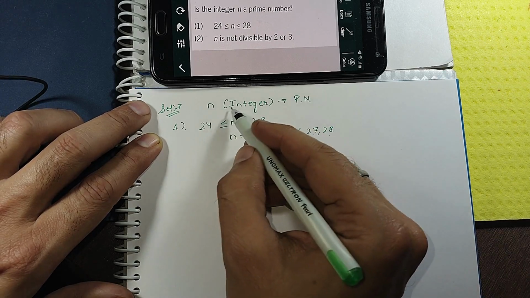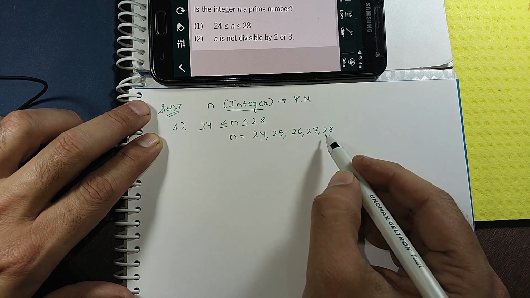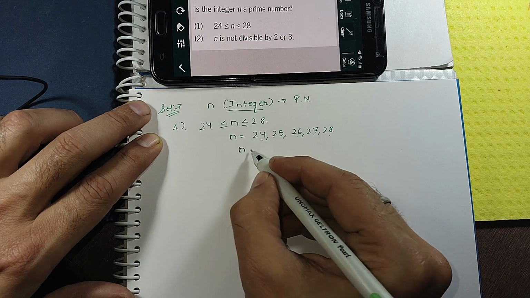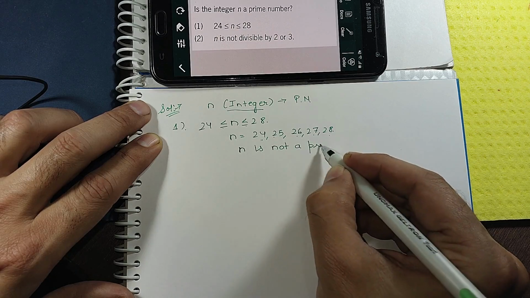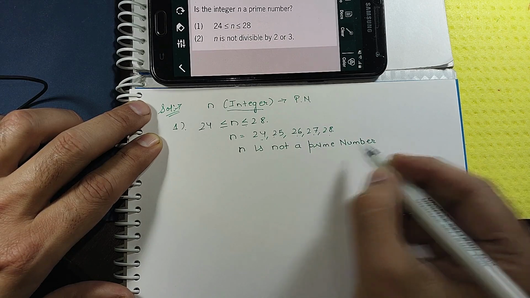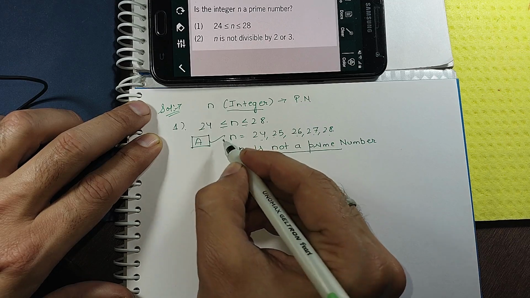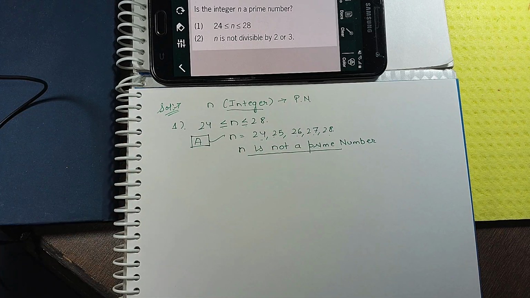Now, since it is an integer, n can only take these 5 values, and out of these we know that all of them are composite numbers. So we can surely say that n is not a prime number. For a statement to be sufficient, we just need to answer the question, whether it is yes or no. So this is, n is not a prime number. So we can say that statement A is sufficient to answer our question.